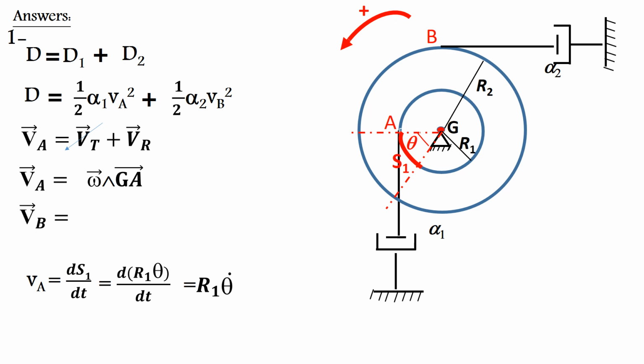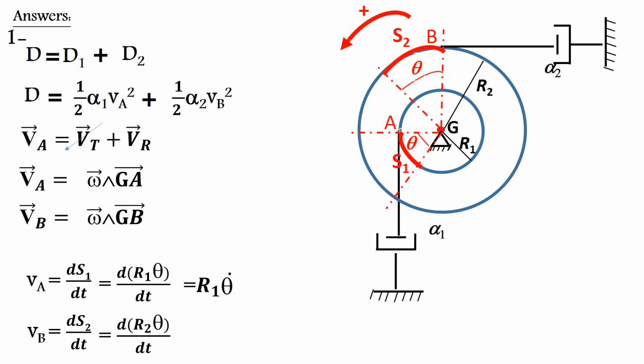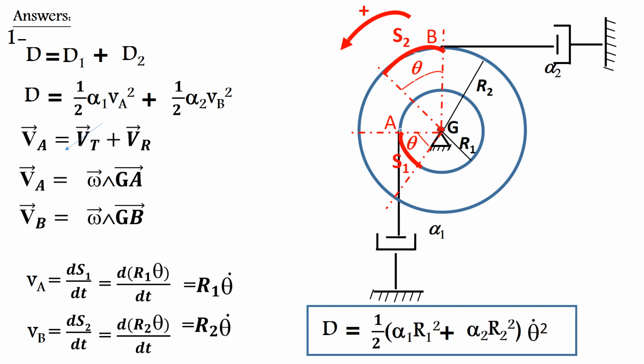We will do the same thing for the point B, omega cross product GB, and we can avoid this expression because we have only one kind of velocity, and we proceed directly by finding the displacement of the point B due to the rotational motion. On the figure, S2 equals R2 theta, and by differentiating we get this, and the main equation for D is equal to this expression.